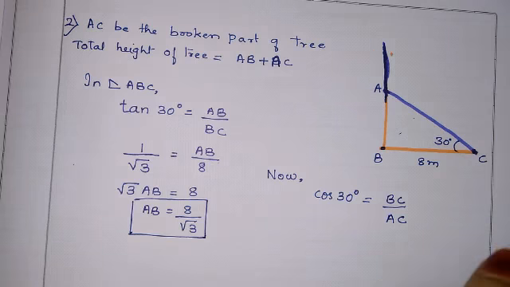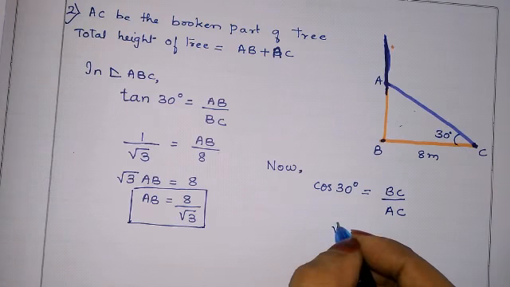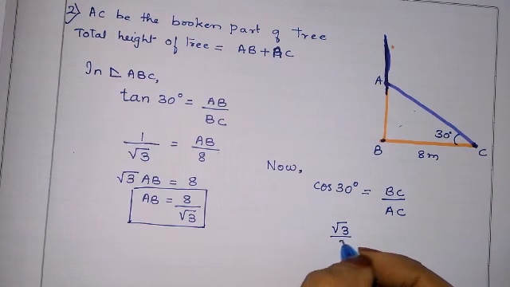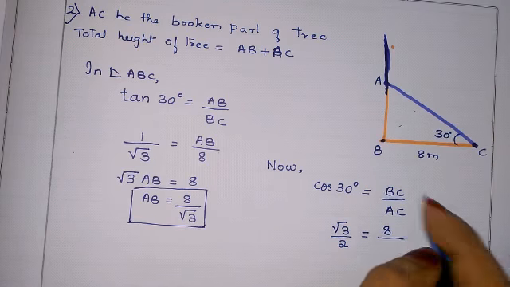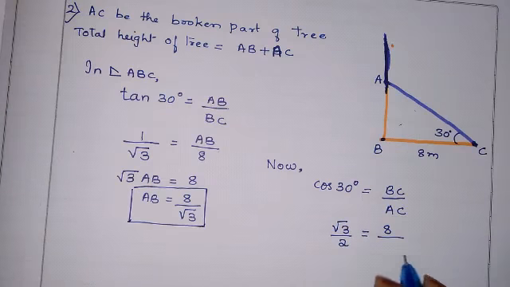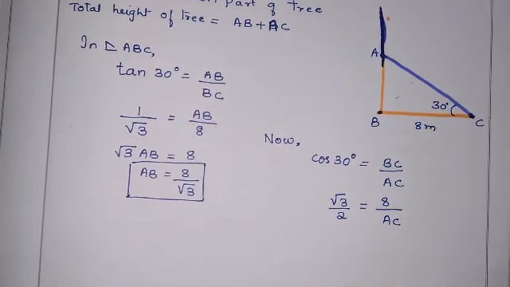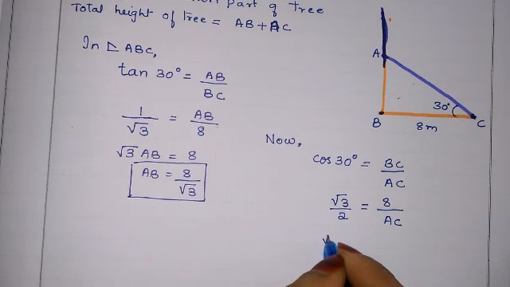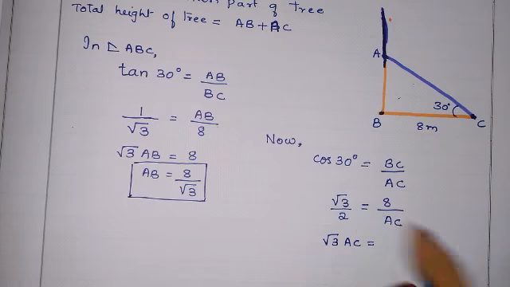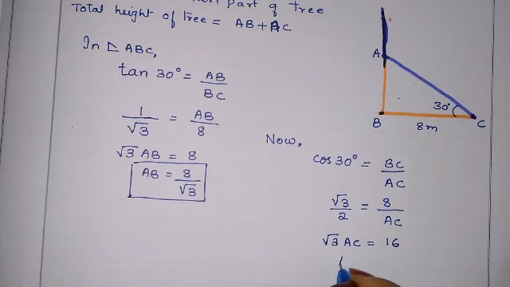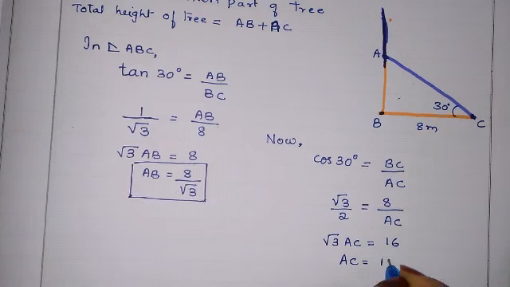Cos 30 value is root 3 by 2. Root 3 by 2 is equal to BC is 8 upon AC. We don't know AC, we need AC as it is. So let us cross multiply. Root 3 into AC, root 3 AC, is equal to 8 into 2, that is 16. AC is equal to 16 by root 3.